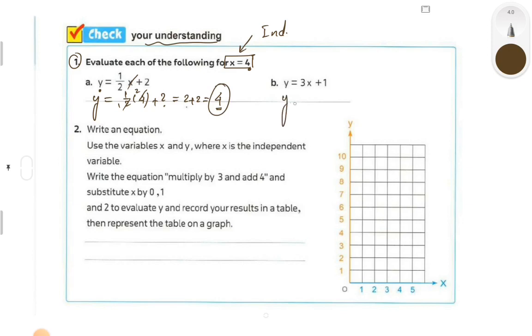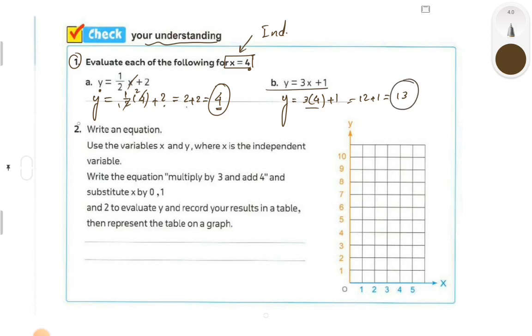Now y equals 3x plus 1. So 3 times x, where x equals 4, plus 1: 3 times 4 equals 12, plus 1 equals 13. Now when x equals 4, this equation evaluates to 13.